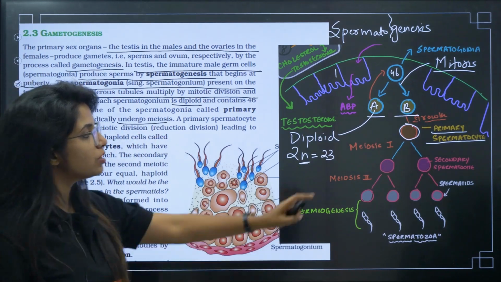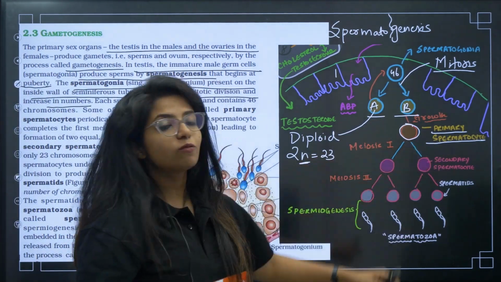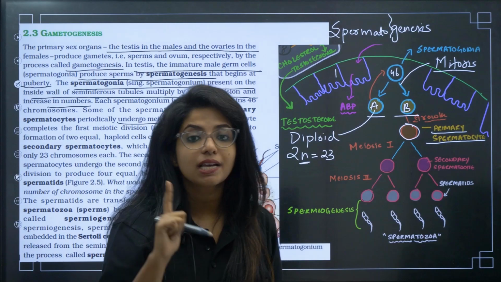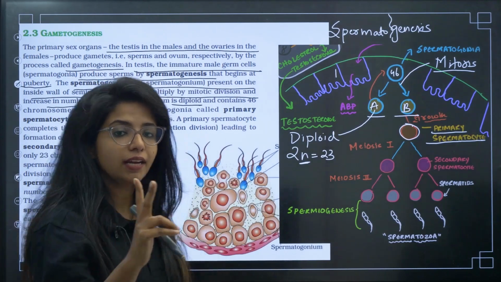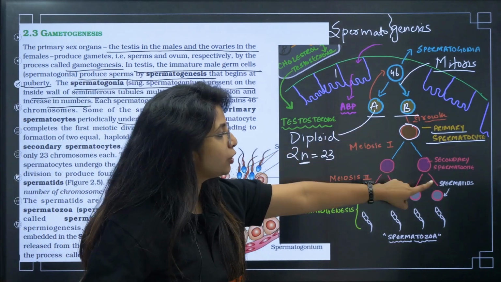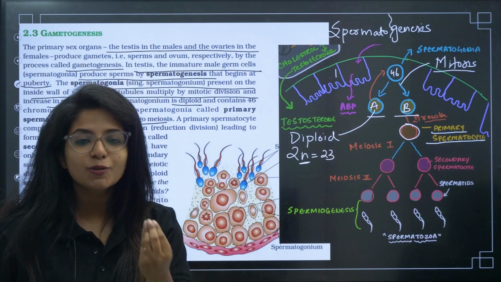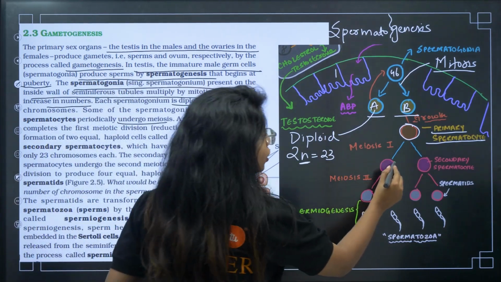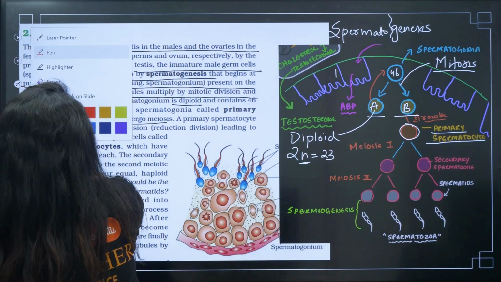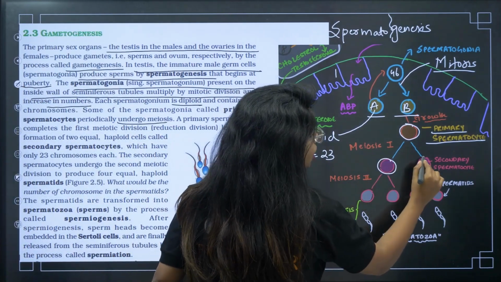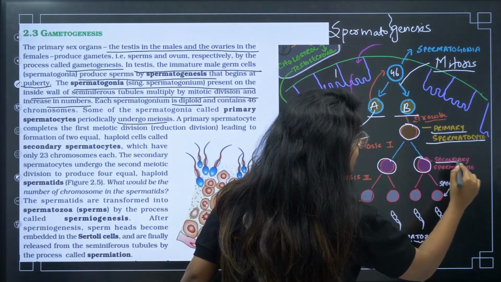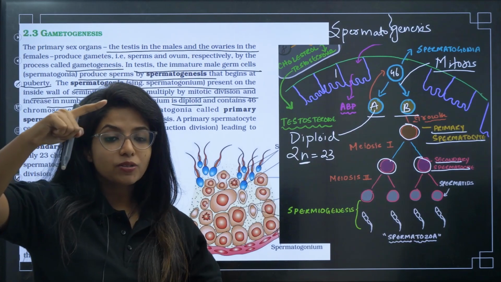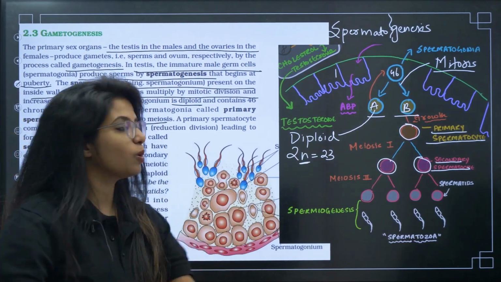So, what happens to this primary spermatocyte? It will now start undergoing meiosis, and meiosis has how many stages? 2 stages, right? So, in the first stage, it will divide into 2 cells. Now, what are these 2 cells known as? When a primary spermatocyte divides into 2 cells, you call these 2 cells secondary spermatocytes. So, primary spermatocyte and then secondary spermatocyte.